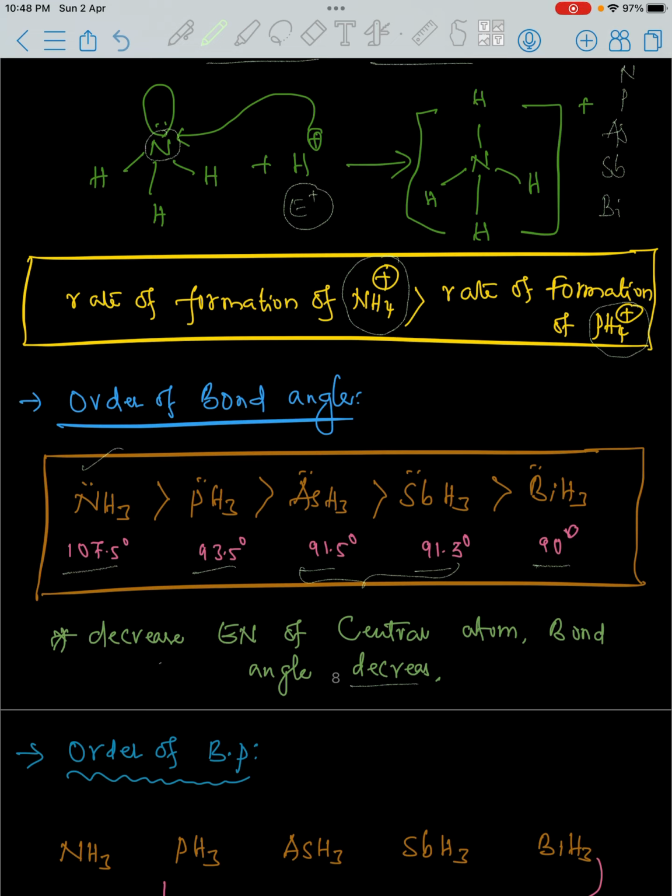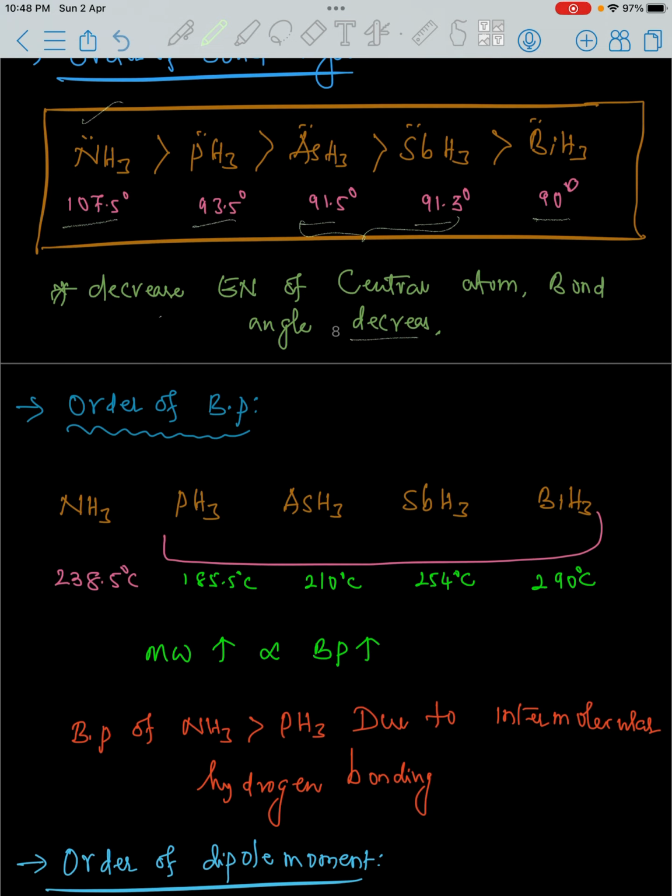Then order of boiling point. Boiling point orders, if you observe, there is one exception and this is very important. Listen carefully. NH3 boiling point is 238.5, PH3, that is phosphine, is 185.5, and at the same time arsine is 210, stibine is 254, bismuthine is 290. So generally as molecular mass increases, boiling point also increases. So you can say they are directly proportional. But if you observe, there is no regular gradation in the boiling point.